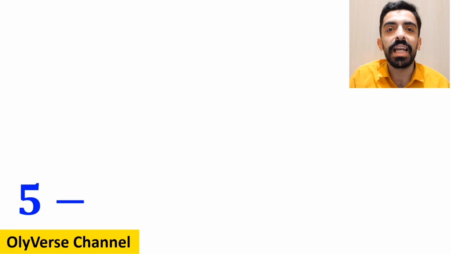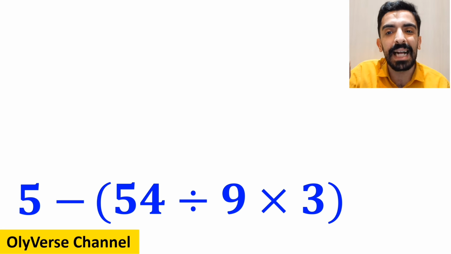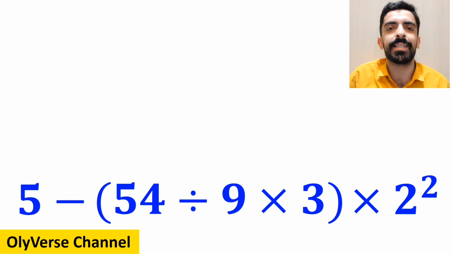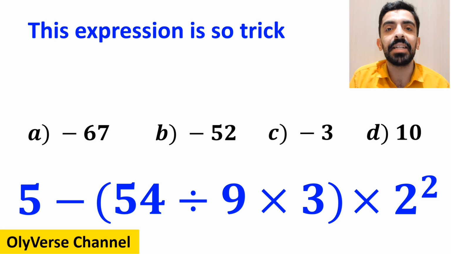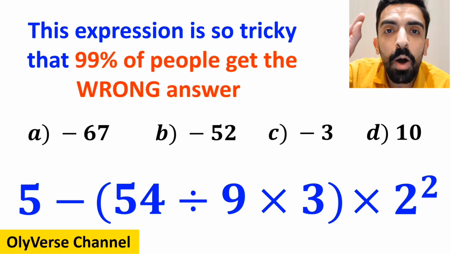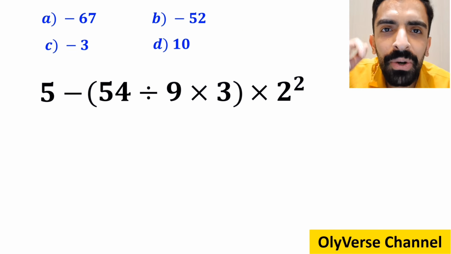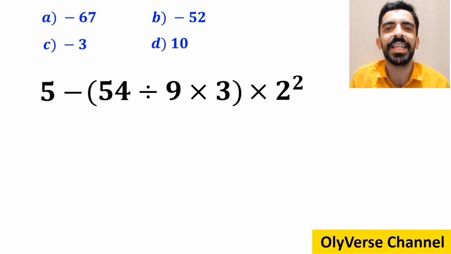What is the value of the expression 5 minus open parenthesis 54 divided by 9 times 3 close parenthesis and multiplied by 2 squared? Which option do you think is the correct answer to this question? This expression is so tricky that 99% of people get the wrong answer. Let's go through this question step by step and solve it together.